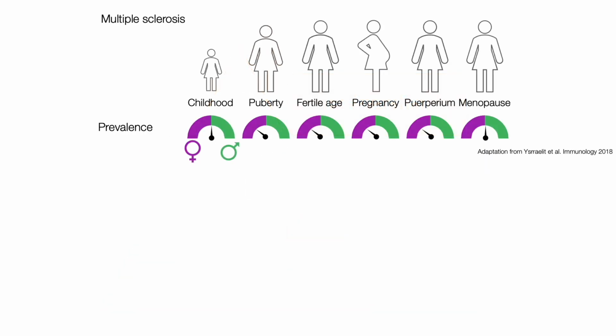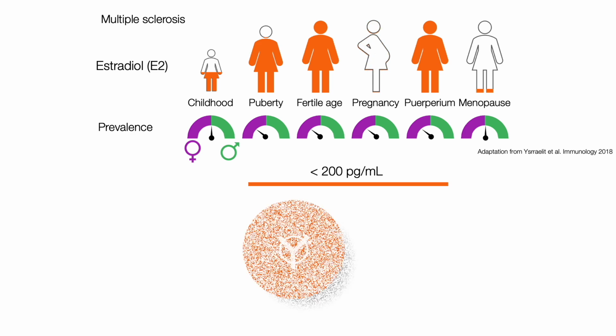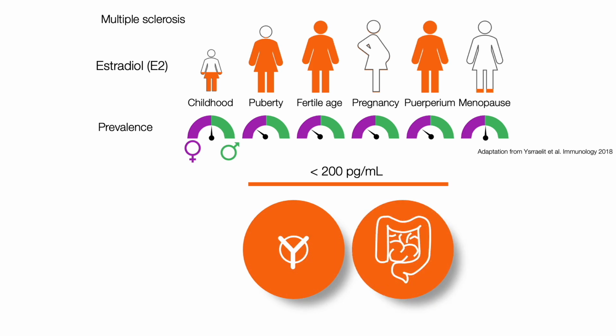The prevalence of MS is higher in women than in men throughout the reproductive years of women, but not if the disease begins in childhood or after the age of 50, that is, after menopause in women. The main difference in women between fertile life and childhood or menopause is the production of estradiol, which is much lower before or after childbearing age. It is believed that estradiol concentrations during the fertile phase of life, which are around 200 picograms per milliliter, could facilitate the development of MS by influencing the immune system and intestinal microbiota.